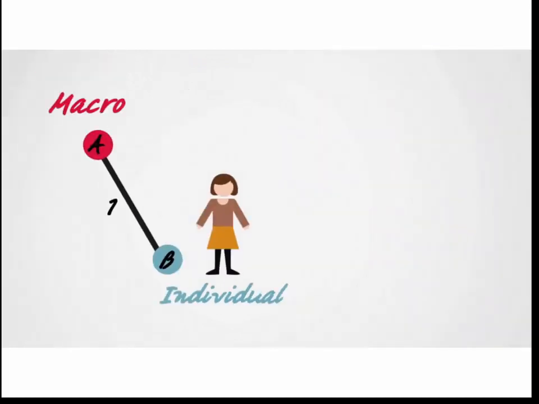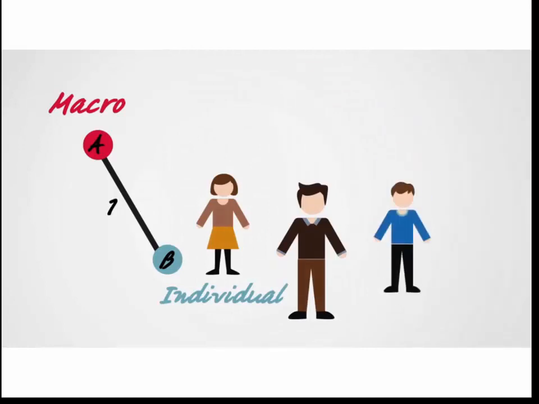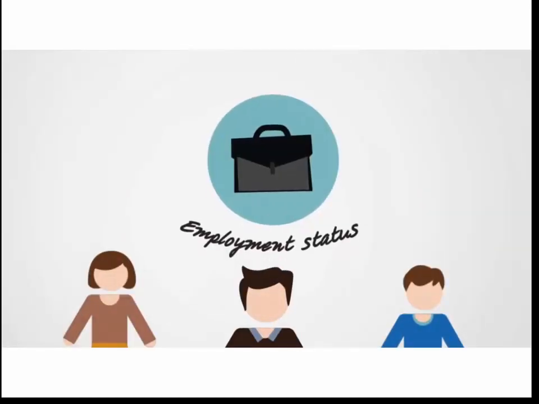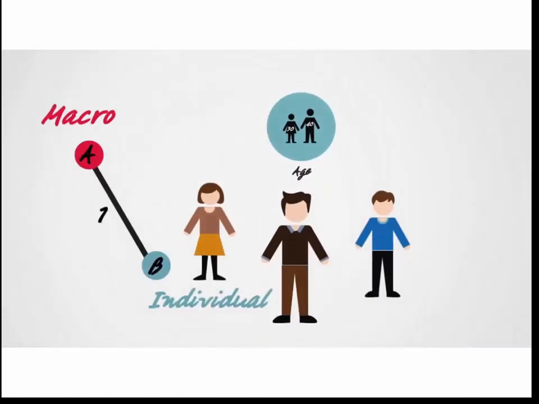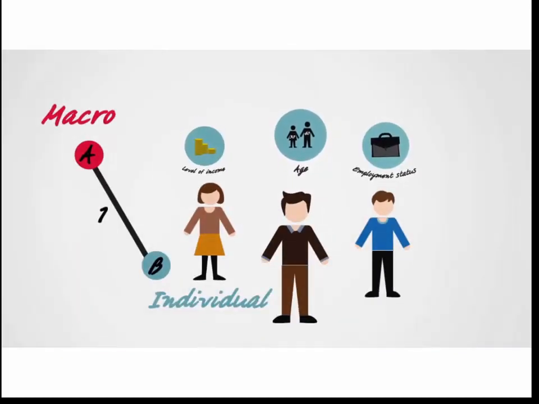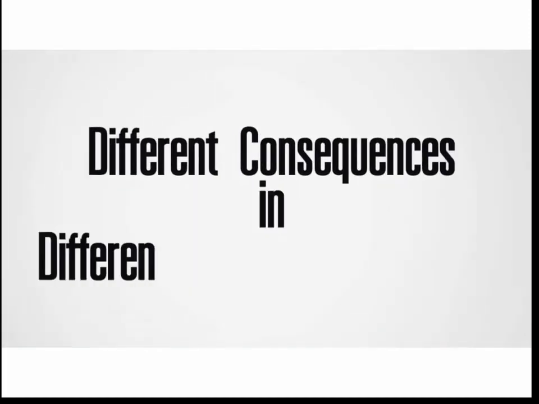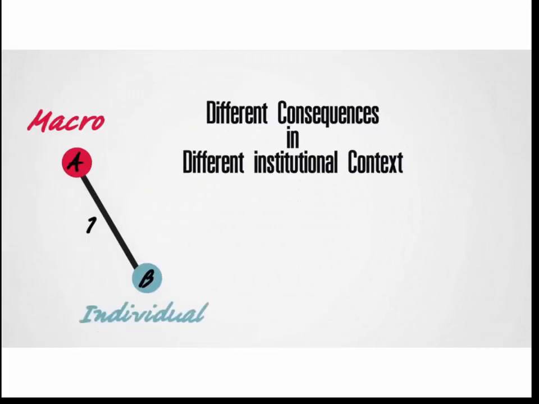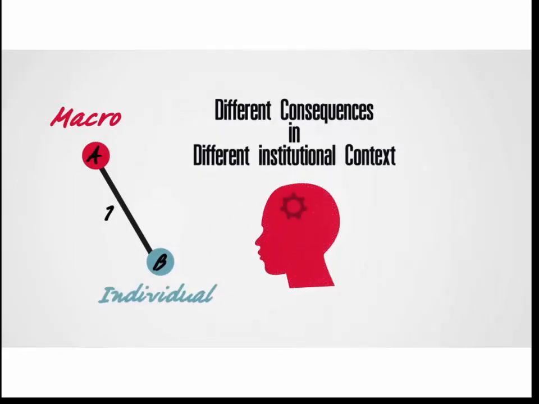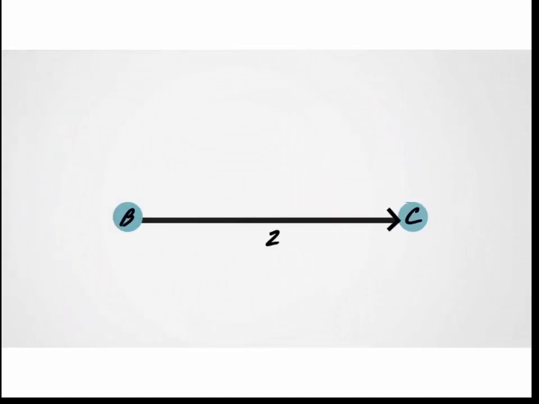The same macro change can influence different individuals differently. In the case of basic income, persons' employment status, level of income, and age make important differences. For this reason, it's not sufficient to assume that any individual can represent the whole population. The causal influence of A on B is mediated by structural and institutional background conditions. The same policy change can have very different consequences in different institutional contexts. While these background conditions are not represented in the diagram, one of its purposes is to help social scientists think about them.